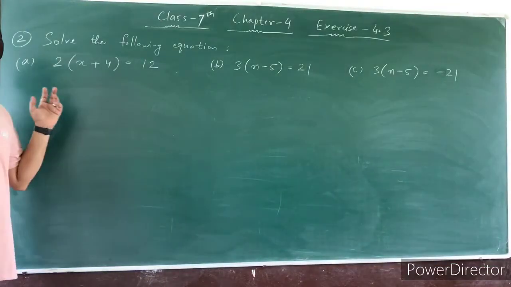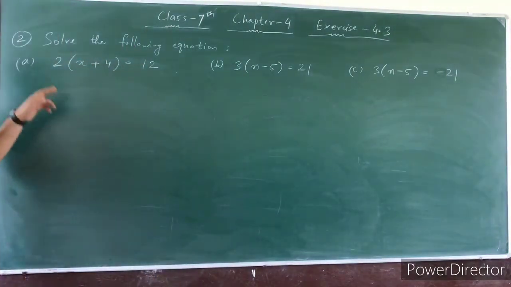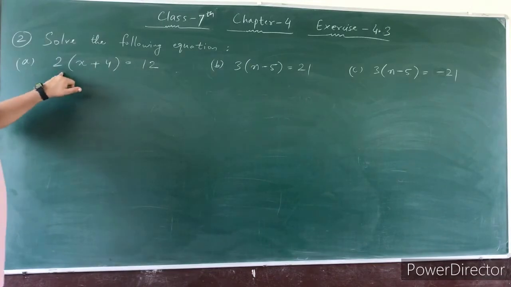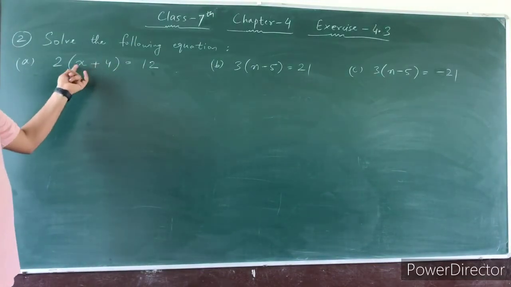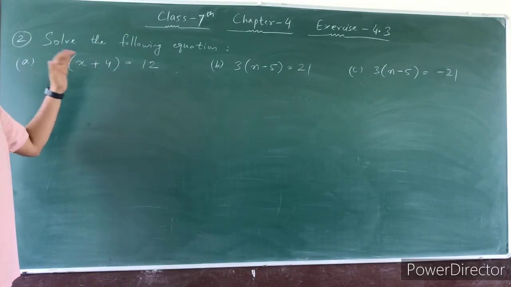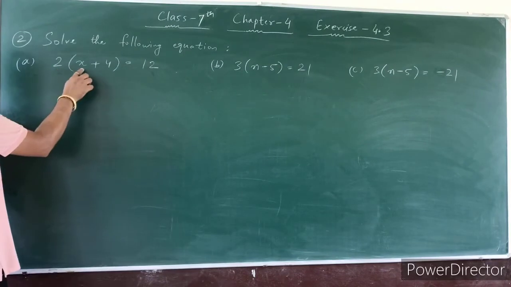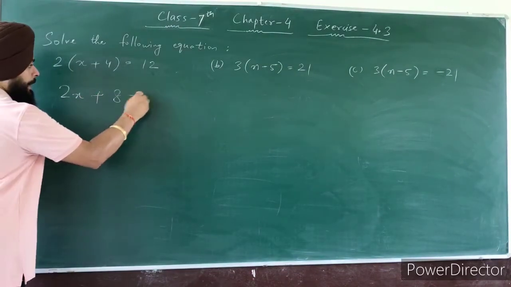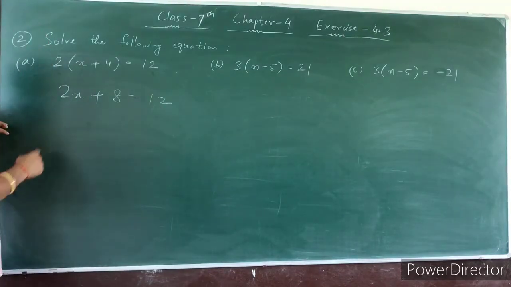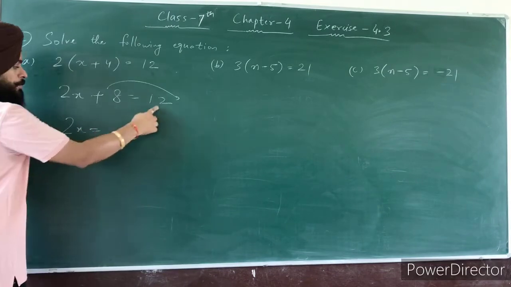Next see question number second. Solve the following equation. So the second question is same as question number 1. So the first A part is 2 multiply x plus 4 is equal to 12. So in this equation the variable is x. So first you can open the brackets, then separate the variables and the constants. So first 2 multiply with x, 2x plus 2 into 4, 8 is equal to 12. Now you can separate the constants and variables. So 2x is equal to 12.